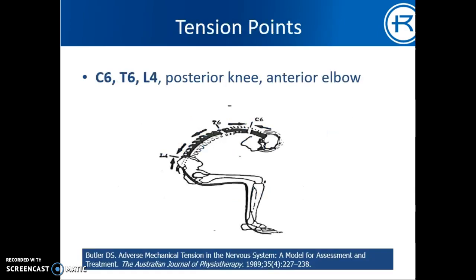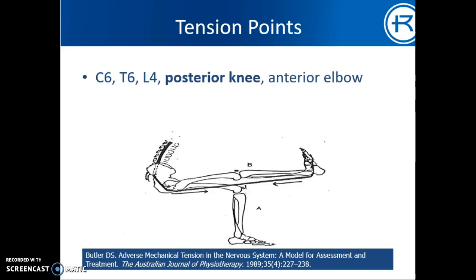The next topic I want you to be familiar with are tension points. So these are points where there's no movement of the nervous system in relation to the interface tissues. So you can see these at C6, T6, L4, the posterior knee, and the anterior elbow.